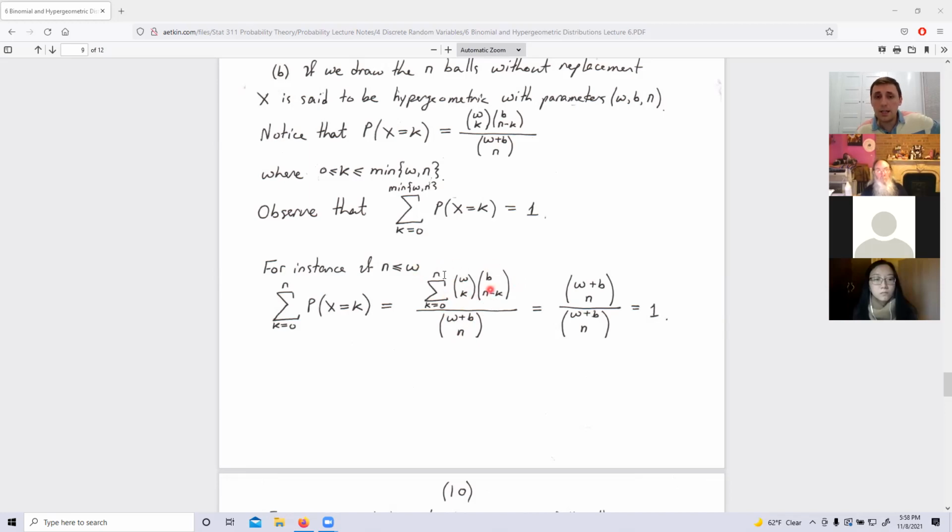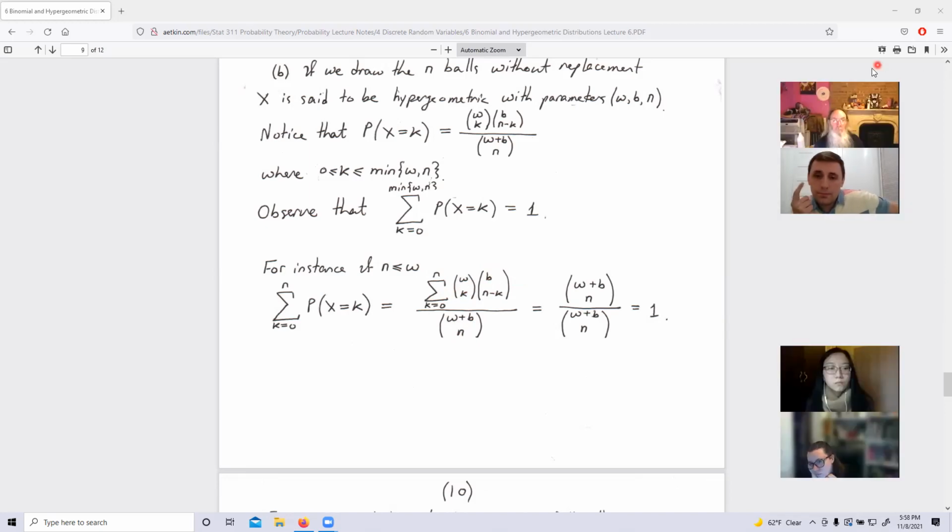This summation is the same as taking, because here what do I do? I partition W plus B choose N into how many white balls I have. I have 0 white balls, 1 white ball, all the way to N white balls, right? So that's just like, remember, we did such combinatorial identities before. So it's just W plus B choose N. That's what the numerator is equal to. Do you see it? I hope you do, right?